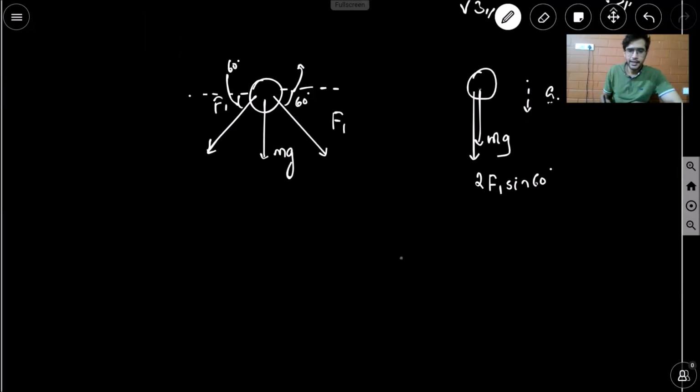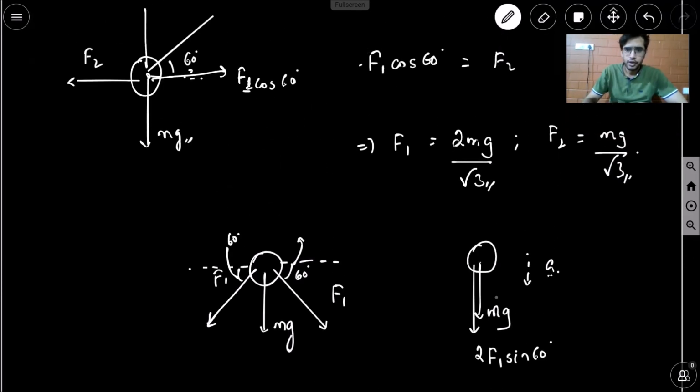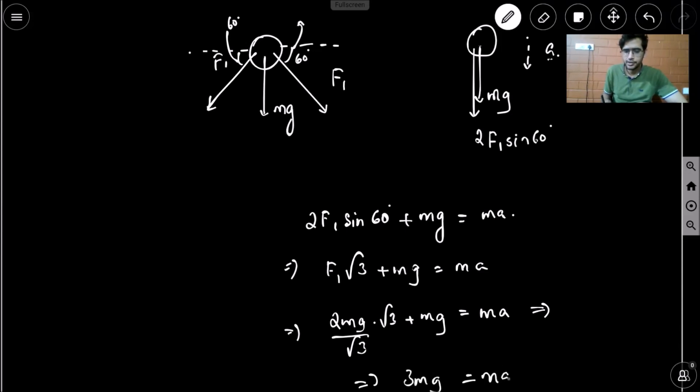And now what will be the acceleration of this particle? So 2F1 sine 60 plus mg should be equal to ma. So this is 2F1 into root 3 by 2. So this becomes F1 root 3 plus mg is equal to ma. But we know the value of F1. We got the value of F1 earlier to be equal to 2mg by root 3. So substituting that over here, we get 2mg by root 3 into root 3 plus mg is equal to ma. So we get 3mg is equal to ma, which implies the acceleration of this particle will be 3g in the downward direction, right?